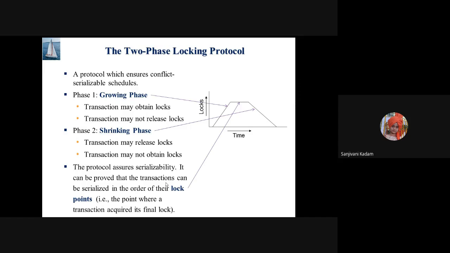So here there are two phases, the growing phase and the shrinking phase, and in between, the operations are done on the data items. This is called the lock point, during which the transaction has acquired its locks and can use those data items. Take a minute and please read this slide.